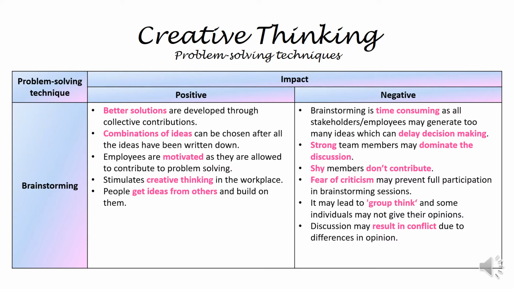Now, if everybody's contributing, we can fine-tune each other's ideas and we can come up with a good solution. Combinations of ideas can be chosen also after all the ideas have been written down. As I said, maybe two different people came up with two different ideas, and if we combine those two ideas, it might be our brilliant solution. All right, we would not have known that if we didn't have this brainstorming session. So once people have given their ideas, we don't have to just pick one idea, we can combine different ideas into one solution.